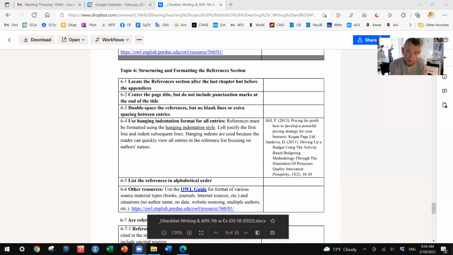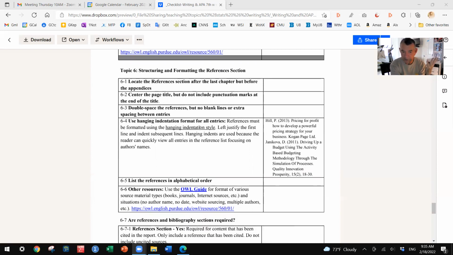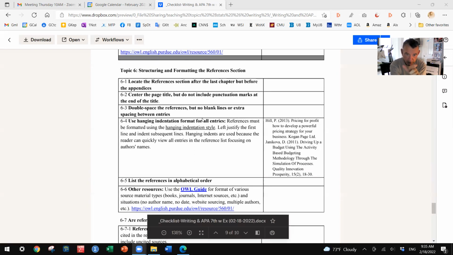Topic 6, the references section has to be after the last chapter, but before the appendices. Sometimes students put it after the appendices. Center the page title, but don't include punctuation marks at the end. Double space all the references, but no blank lines or extra spacing between the entries. Use the hanging indentation style. I have examples over here on the right-hand side of hanging indentation.